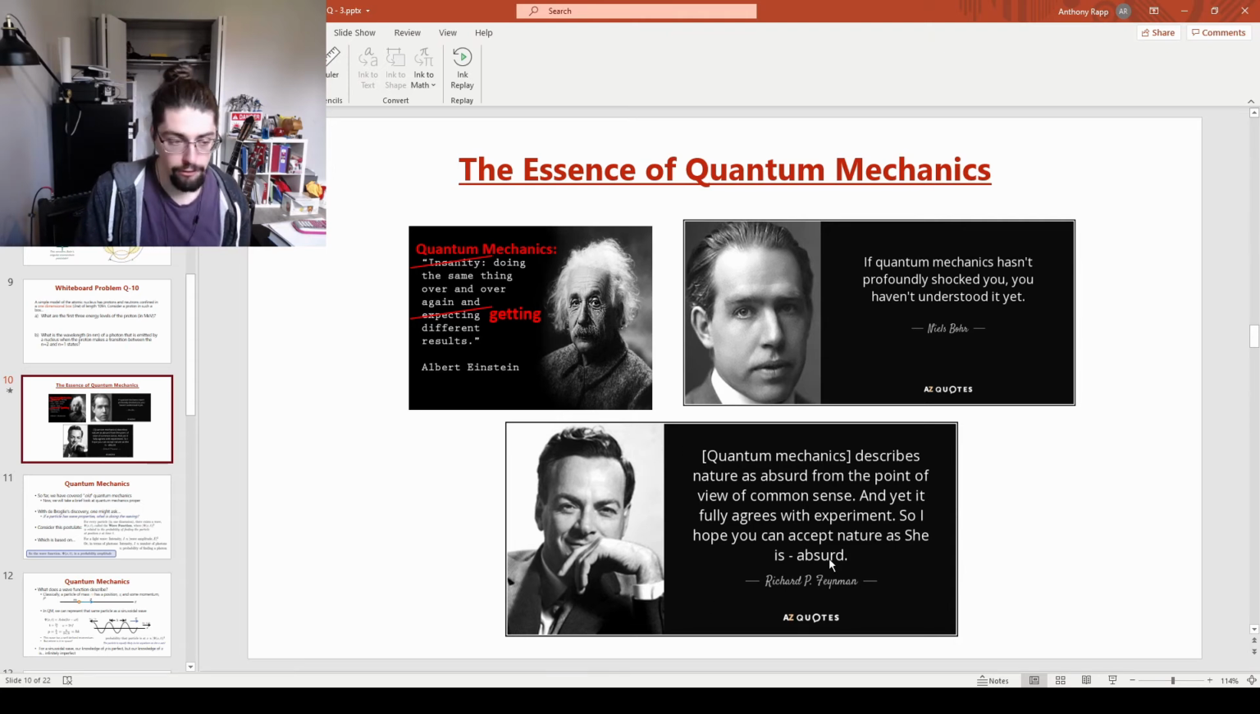And then, of course, a fan favorite, Richard Feynman, included here as well. "Quantum mechanics describes nature as absurd from the point of view of common sense. And yet it fully agrees with experiment." So quantum mechanics, by that way of describing it, is absurd. But it's also one of our most powerful descriptions.